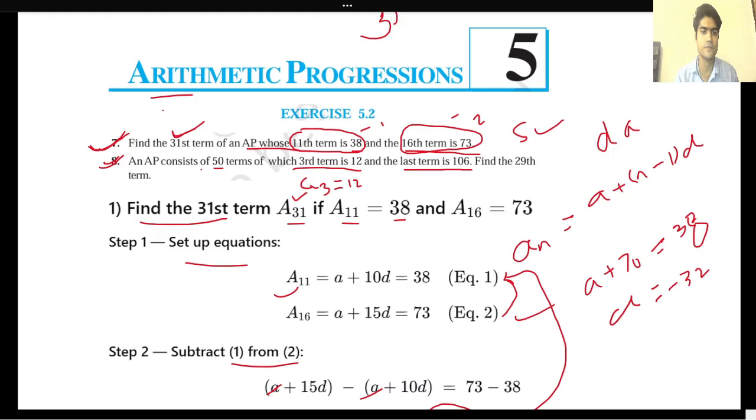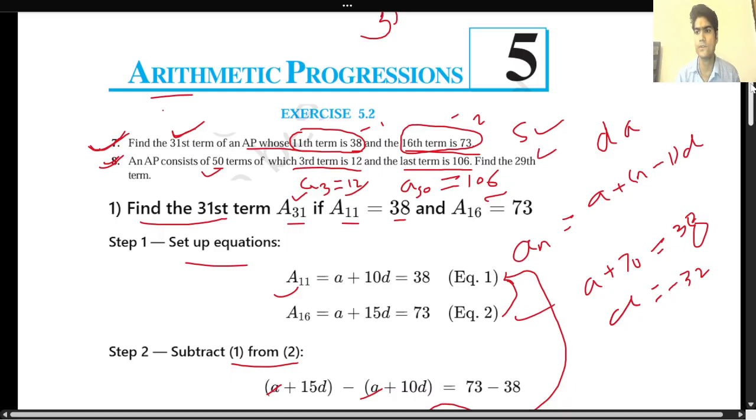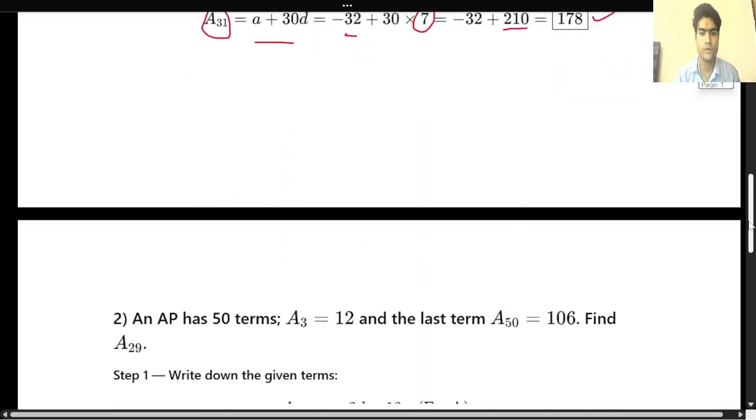There are a total of 50 terms in the AP, so the 50th is the last term. So A50 is equal to 106. Okay, so you have both these two equations, right? Similarly, you make the equations out of these two, then subtract equation 1 from 2, and you will get your values of a and d. Then you will get your A29. Very simple question, but let's see how we will solve it.